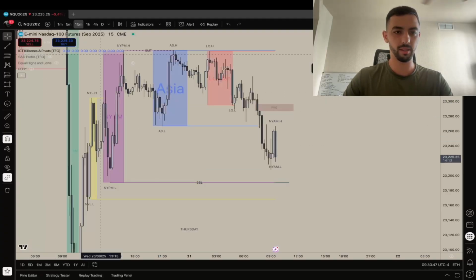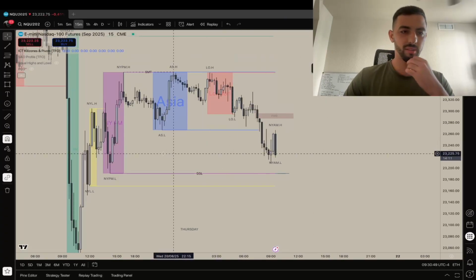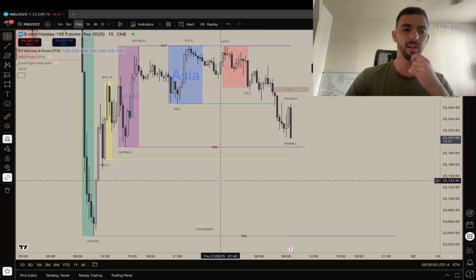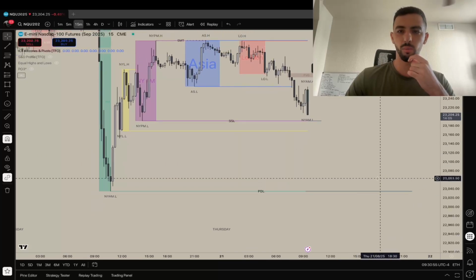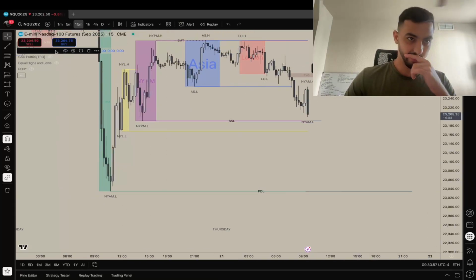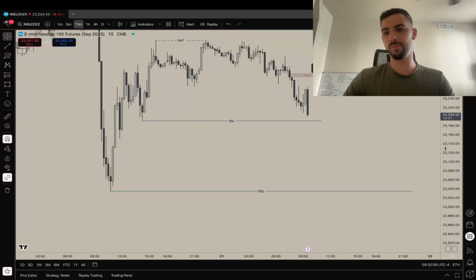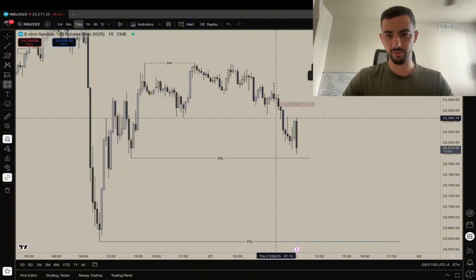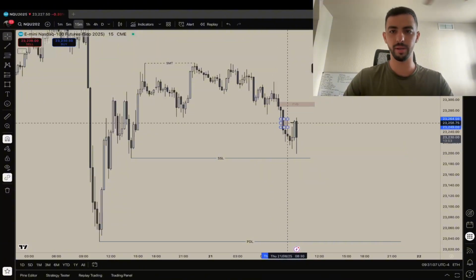If you can take a look, we have this New York PM session low, the sell side over here, and then we have the previous daily low below us. So overall, we might actually be pushing from this. We might be rejecting from this bearish gap over here.